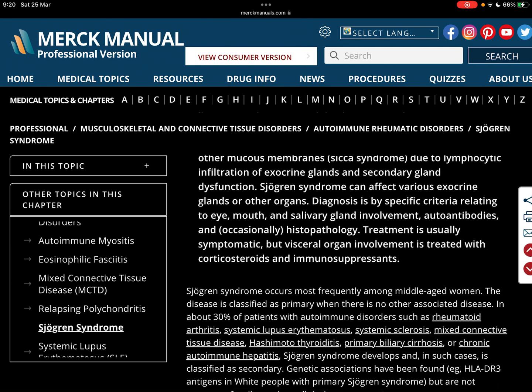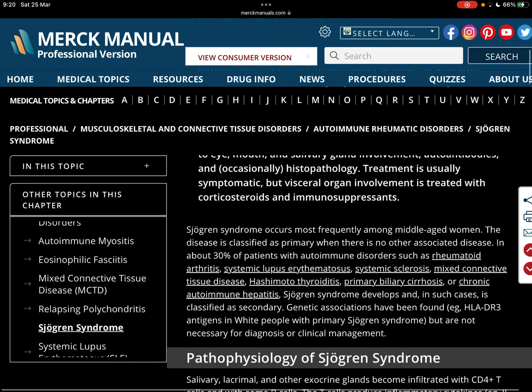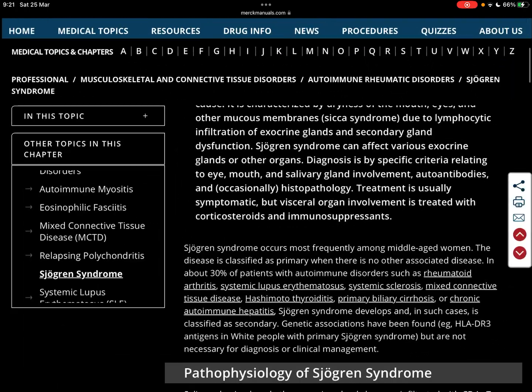Okay, there is a way to diagnose it based on criteria. We'll see it. There are inclusion criteria and exclusion criteria, namely someone with hepatitis C or HIV can't be diagnosed with this, or someone that had radiation to the mouth or to the eyes. It itself may cause dryness, so we can't diagnose them with Sjogren's syndrome. What is the treatment? Usually it's symptomatic, but if there is visceral organ involvement, you can treat with corticosteroid and immunosuppression.